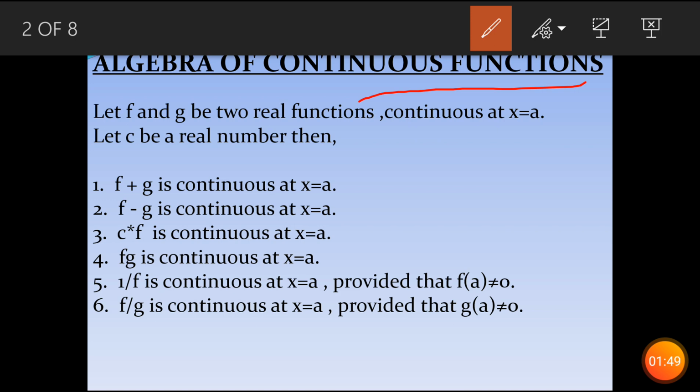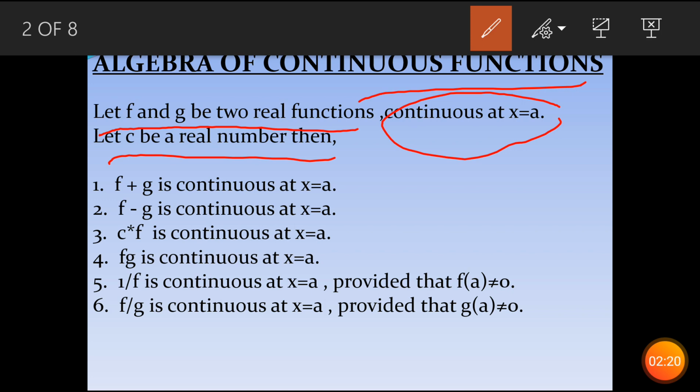Let f and g be two real functions. Real functions means real valued functions, continuous at x equals a. This is what we are going to consider, that f and g are two real valued functions and both of these functions are continuous at x equals a, and c be a real number. c is any number that is real in nature. Now what sort of results are we going to get?